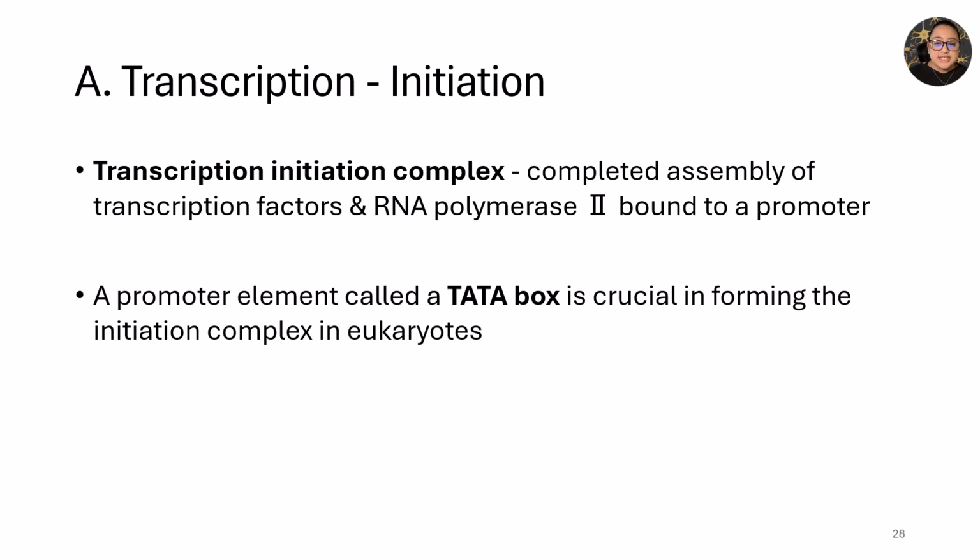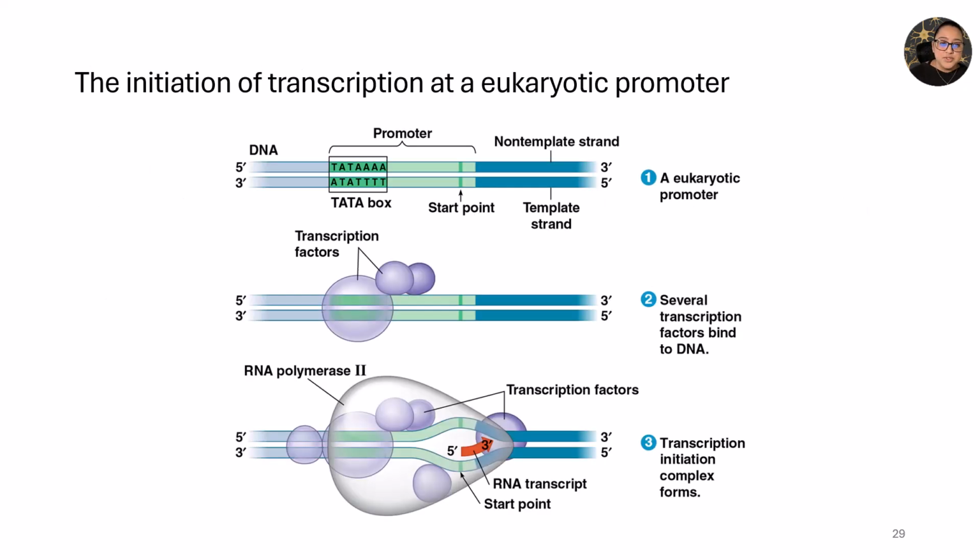And there is a sequence, because again, it's just a sequence of nucleotides. There is a part of it that's called the TATA box, and that is really important in forming this whole complex in eukaryotes. So here's a picture. If this is all just DNA, these 2 lines are representing the DNA double-stranded helix. This stretch of sequences is called the promoter.